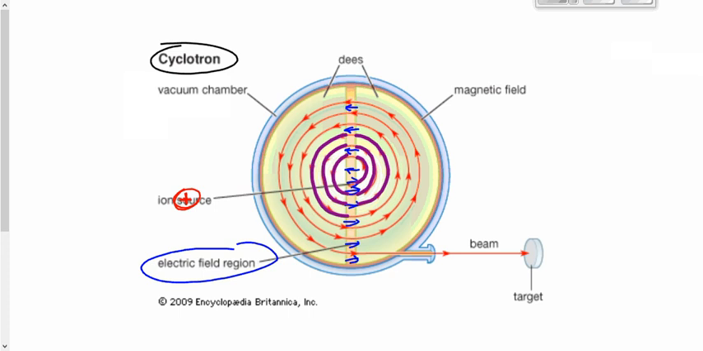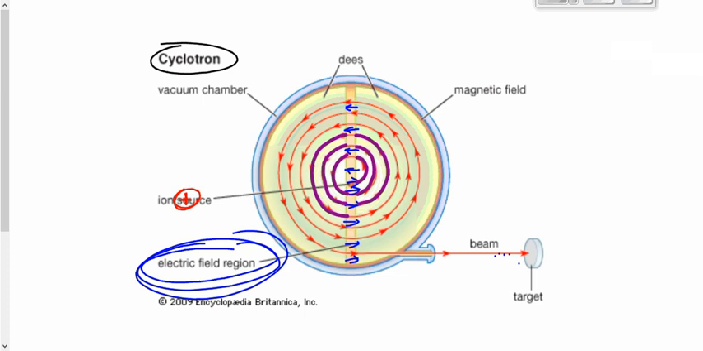So each time it goes across this electric field region right here, it speeds up, and then it goes in a circle because of the magnetic field, goes in a bigger radius. Eventually, it gets to be such a big radius, it ends up going out here and then collides with whatever we want it to collide with. We examine what comes out.